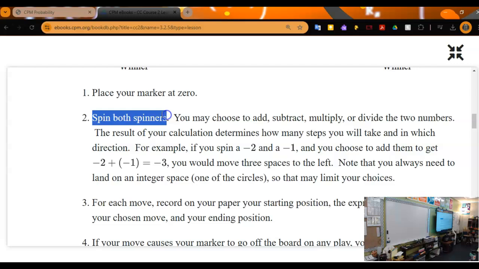We spin both... Why am I reading? I get so tired of hearing myself talk, and I'm sure you guys do too. Anyone want to read for me? Jay.